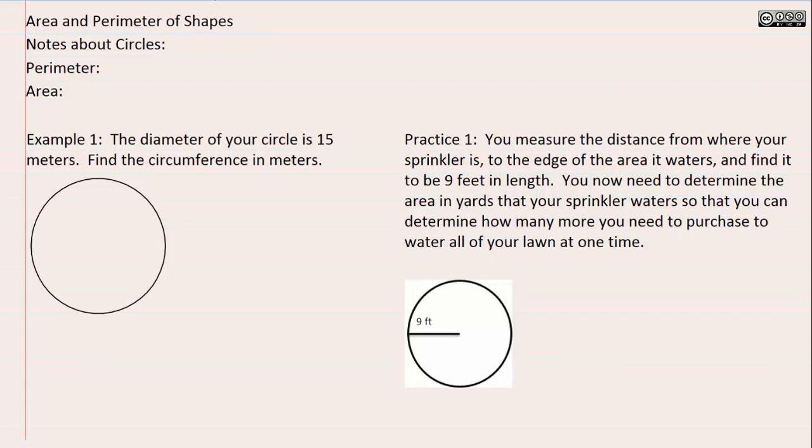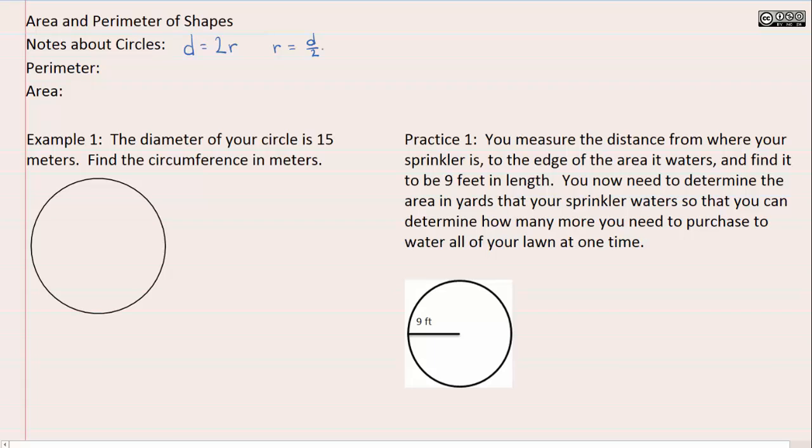To begin with, we said that the diameter was twice the radius. We can write this as d, or diameter, equals 2 times r, or the radius. This can also be written as the radius equals the diameter divided by 2.